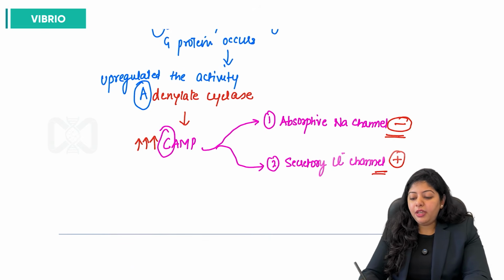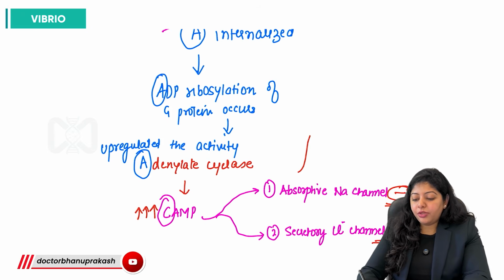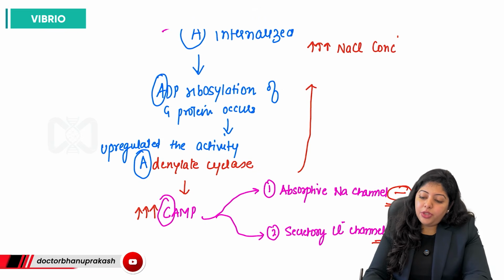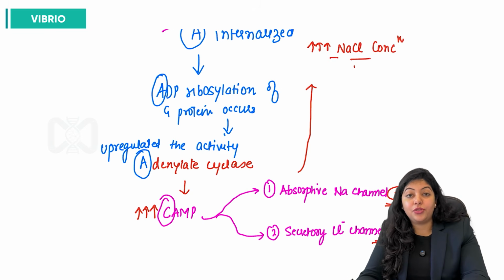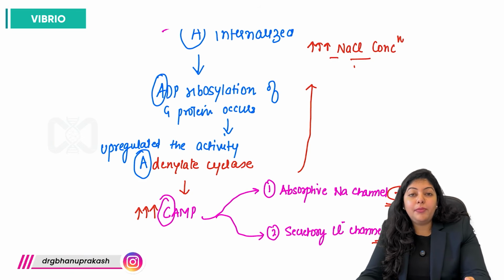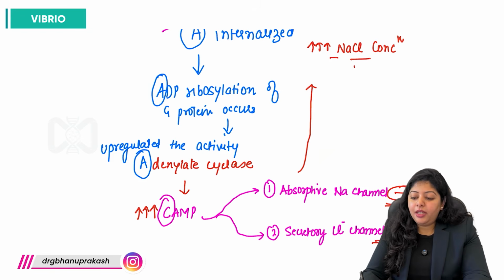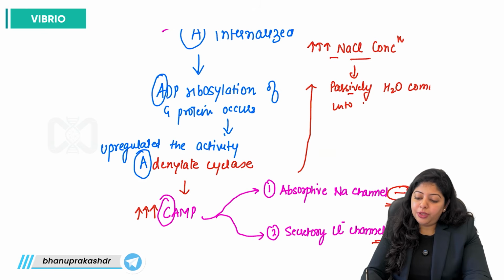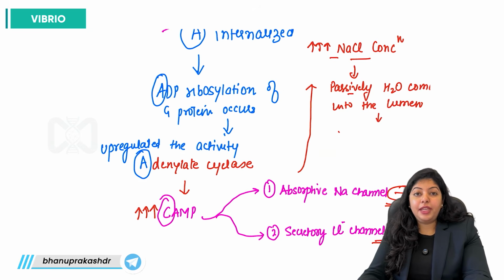So what happens thereafter? There is going to be an increase in sodium chloride concentration. Now, increased NaCl is naturally going to attract a lot of water. So, passively, a lot of water comes into the lumen, and later becomes very, very voluminous.